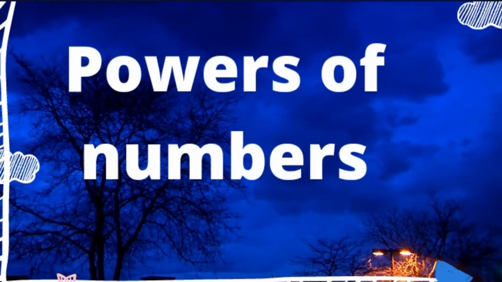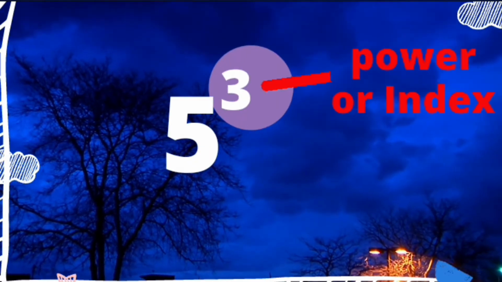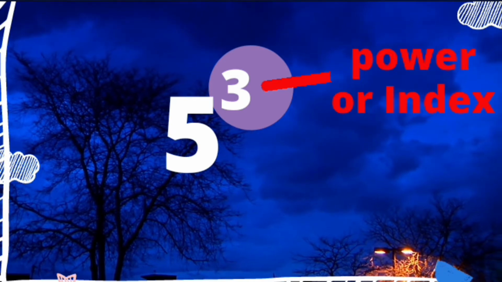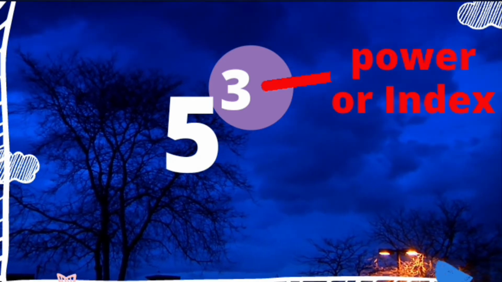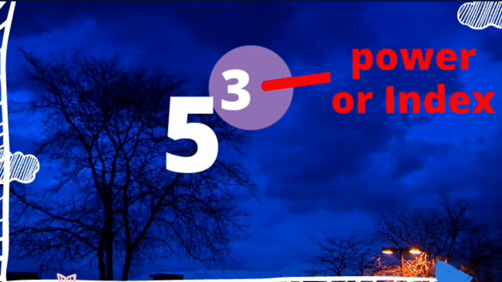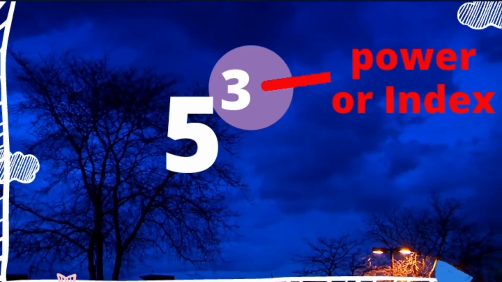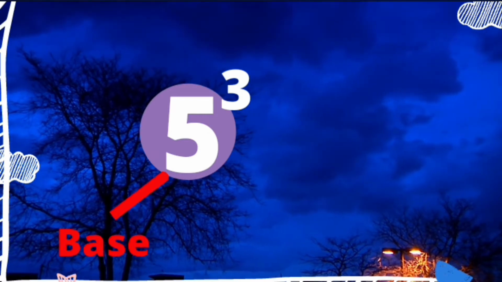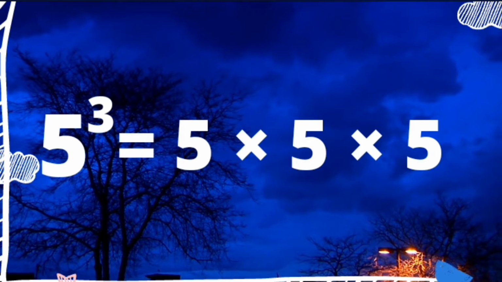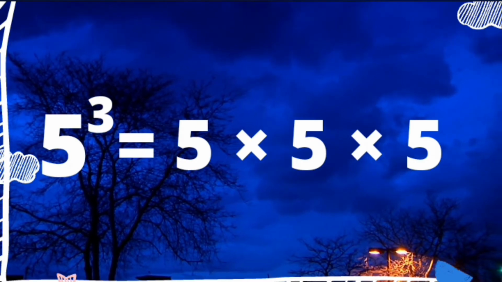Indices are powers of numbers. Take a look at this number. 3 here is the power of this number, which is also called the index. The singular form of indices is index. So index is also the same thing as indices. 5 here is the base. 5 raised to power 3 is the short form of writing 5 times 5 times 5.